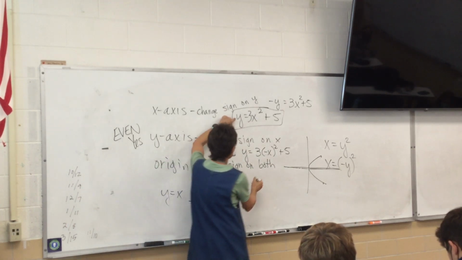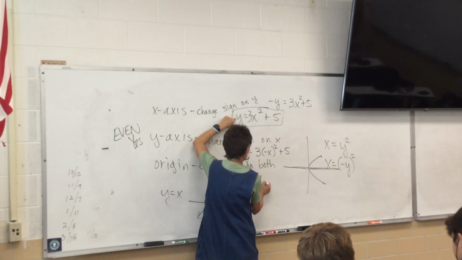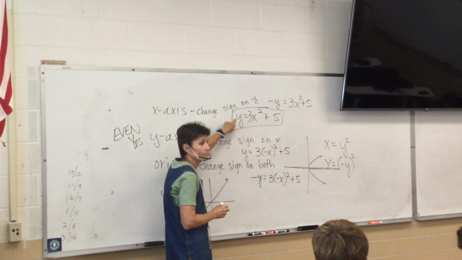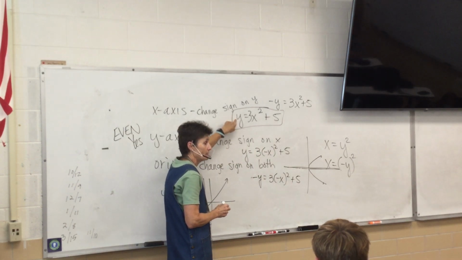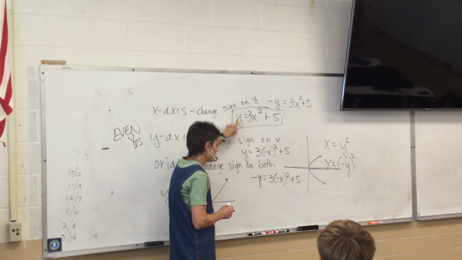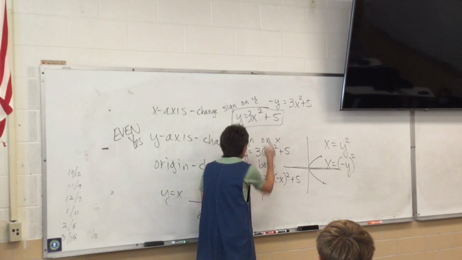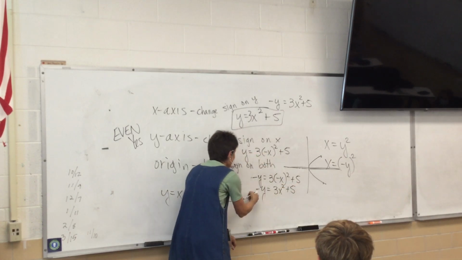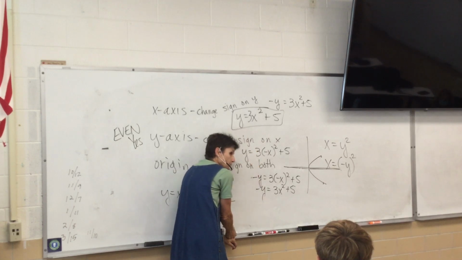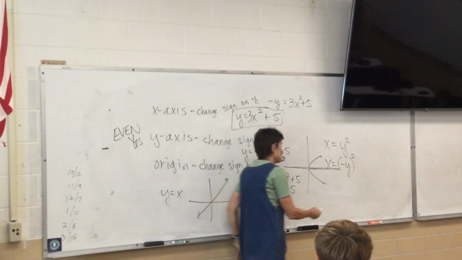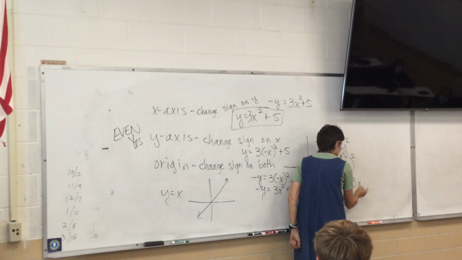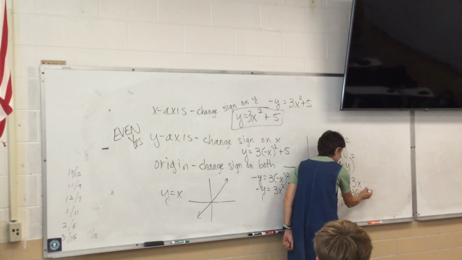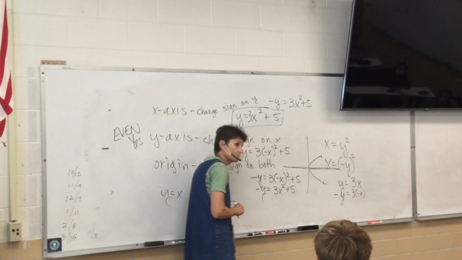So my equation would be negative y equals 3 negative x squared plus 5. Now when you simplify that, do you get the equation in the box? Be careful. Do I get the equation in the box? No, I don't. Here's an example of one that is. Let's say that's our function. If I change the sign on both, would I end up with the same thing I started with? Yes.